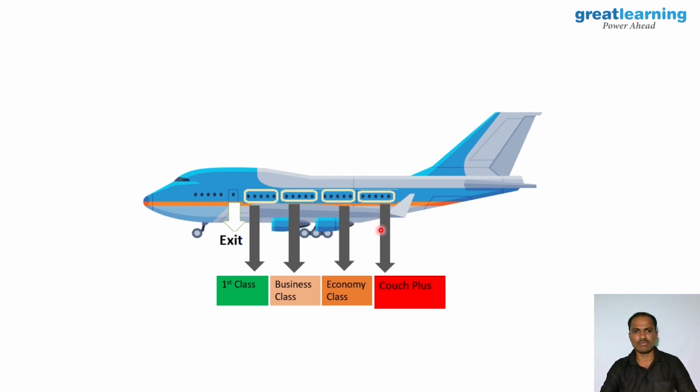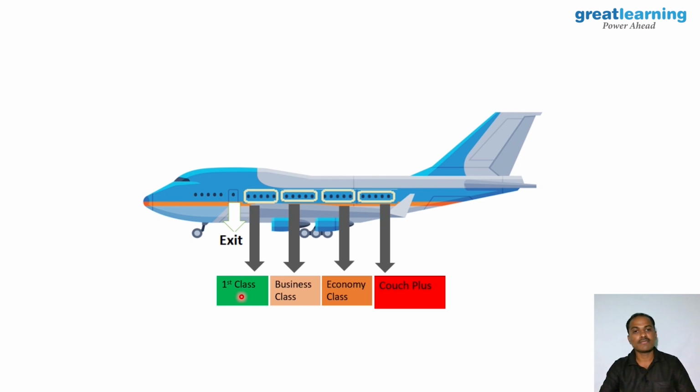In this case, remember, first class people are safer compared to business class, and business class people are safer compared to economy class, and economy class people are safer compared to coach plus. And who is facing the maximum risk when something goes wrong? Coach plus passengers, right? And who is safer compared to coach plus? First class people. Okay, the same holds true when it comes to business as well.